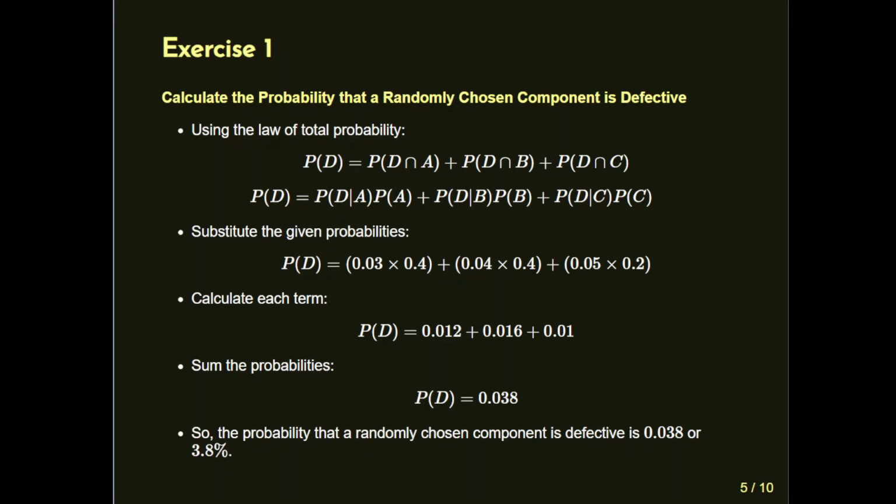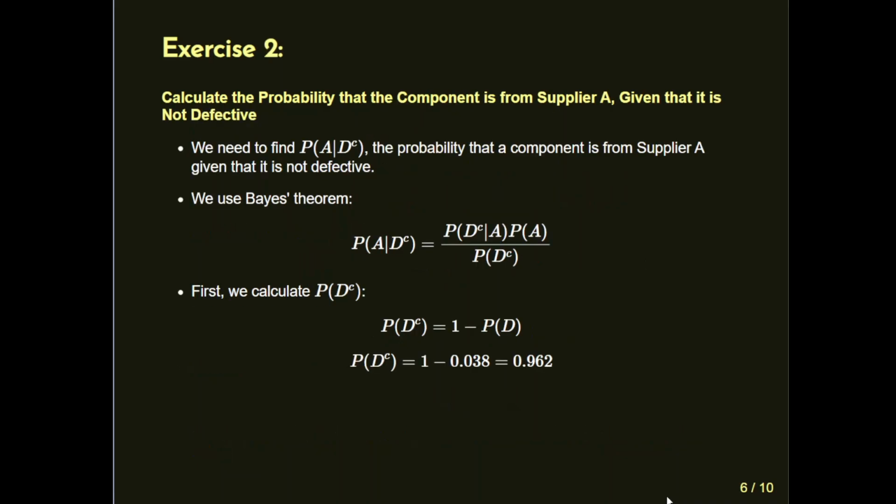Now, we actually know all of those values. So essentially what we can do is just substitute the probabilities that we have. So we have 0.03 times 0.4 plus 0.04 times 0.4 plus 0.05 times 0.2. That works out to be 0.012 plus 0.016 plus 0.01. And sum up the probabilities, so we get a probability of D that is 0.038, 3.8% essentially. So the probability that a randomly chosen component is defective is 0.038 or 3.8%.